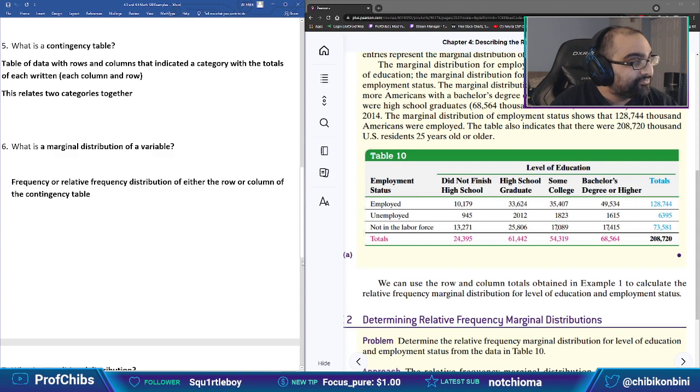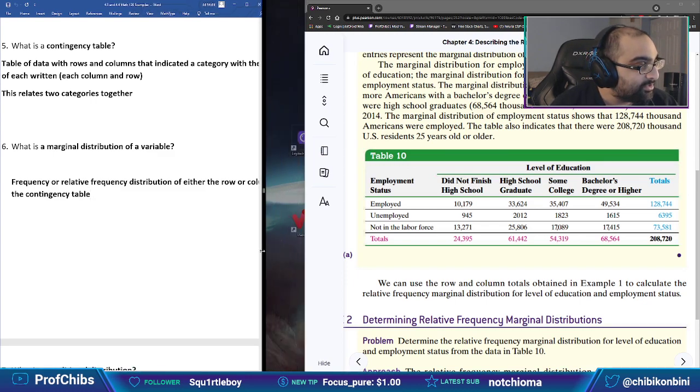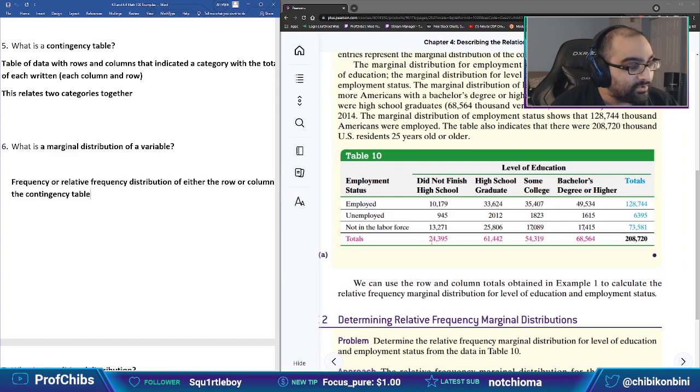All right. What is a marginal distribution of a variable? This is basically going to be a frequency or relative frequency distribution of either the row or column of the contingency table. Let's talk about what that means. You're like, okay, we have a frequency or relative frequency of either the row or column of the contingency table. Now you're probably saying, well, what does that mean?